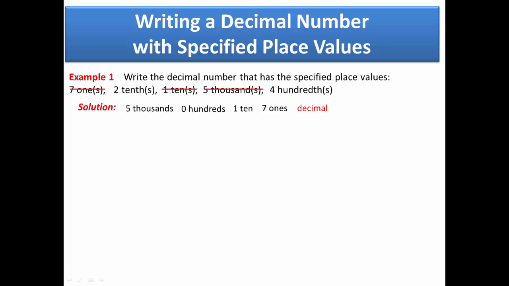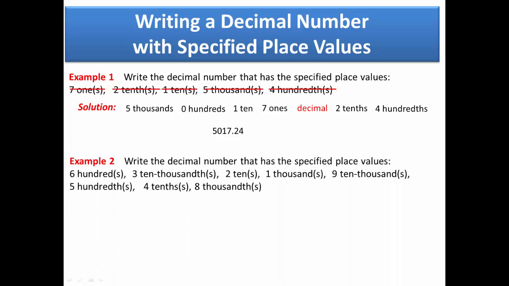The first place value for the fractional part is the tenths place, and from our list, we have 2 tenths. The next place value would be the hundredths place, and we have 4 hundredths. We will now use this list that we generated. Reading from left to right, we will write our final answer as 5,017 and 24 hundredths.